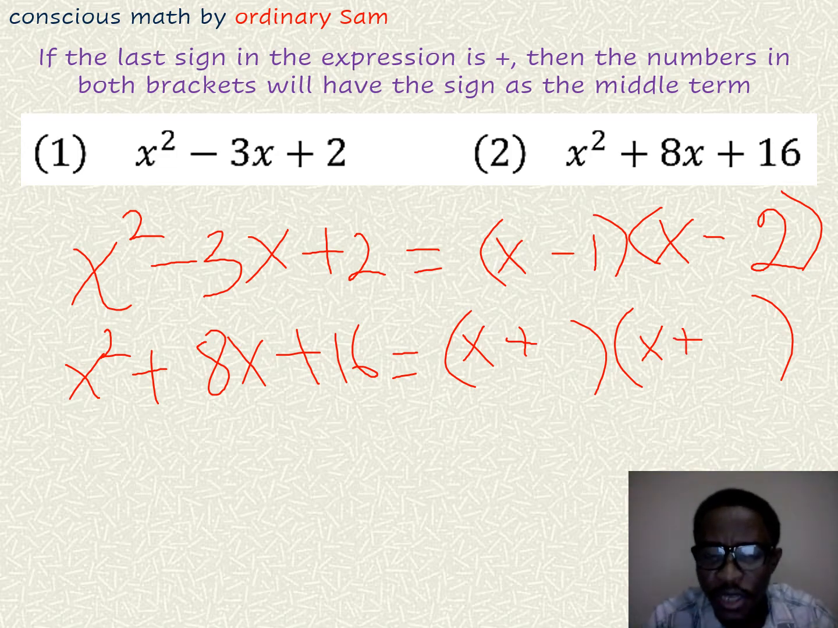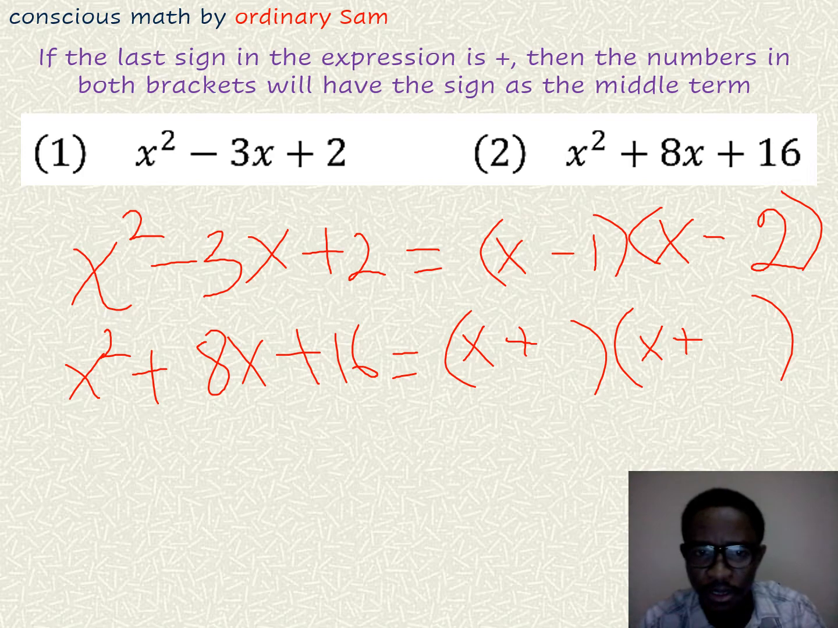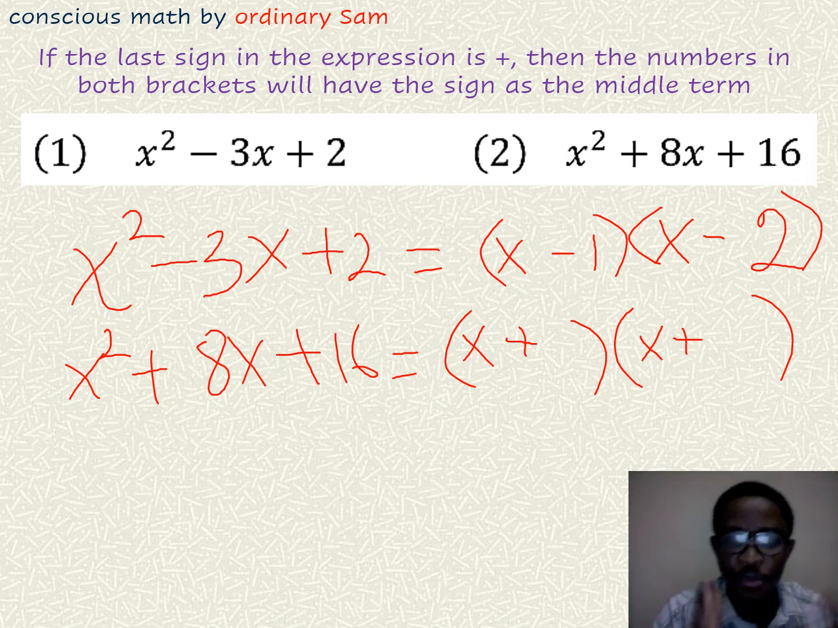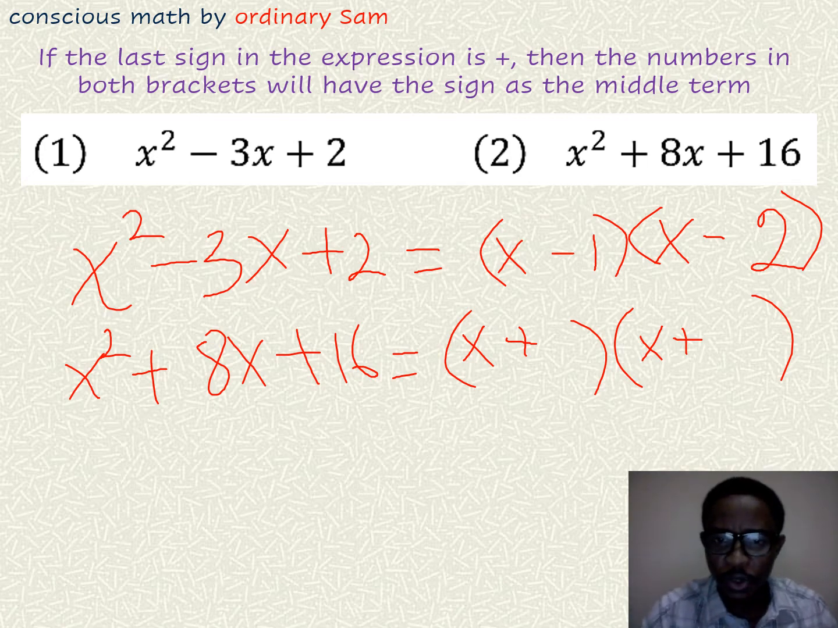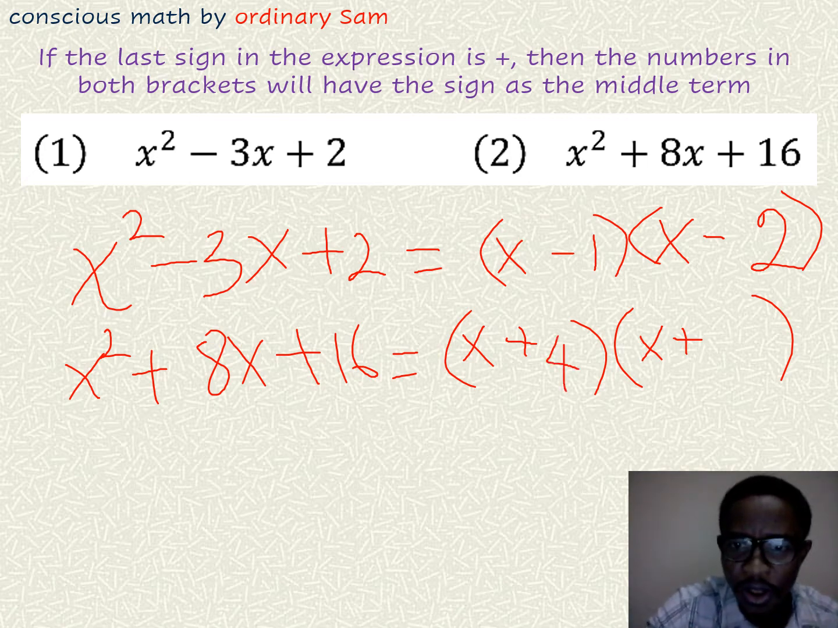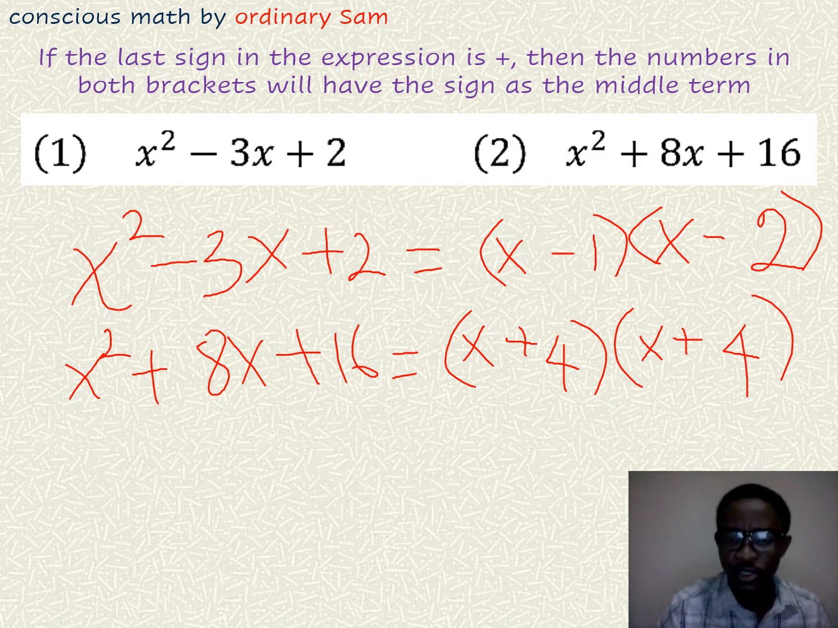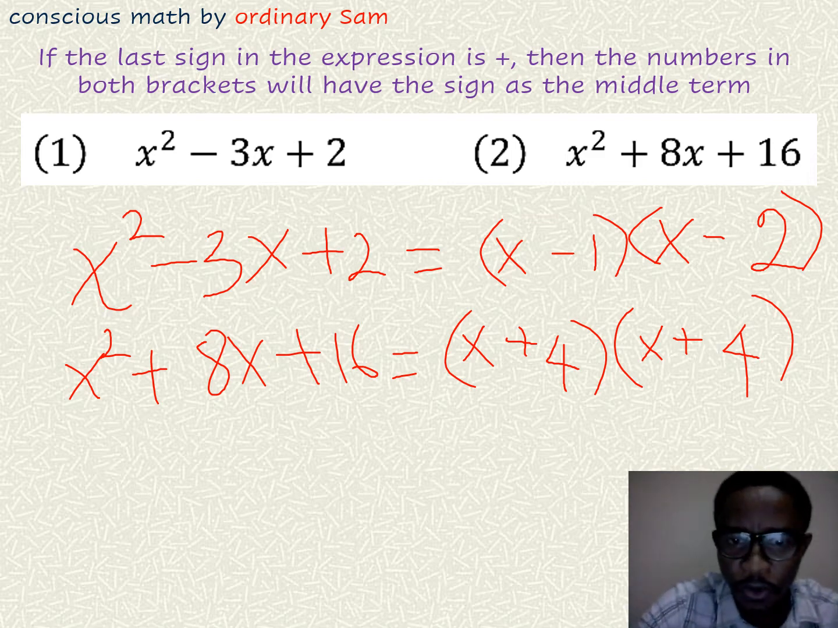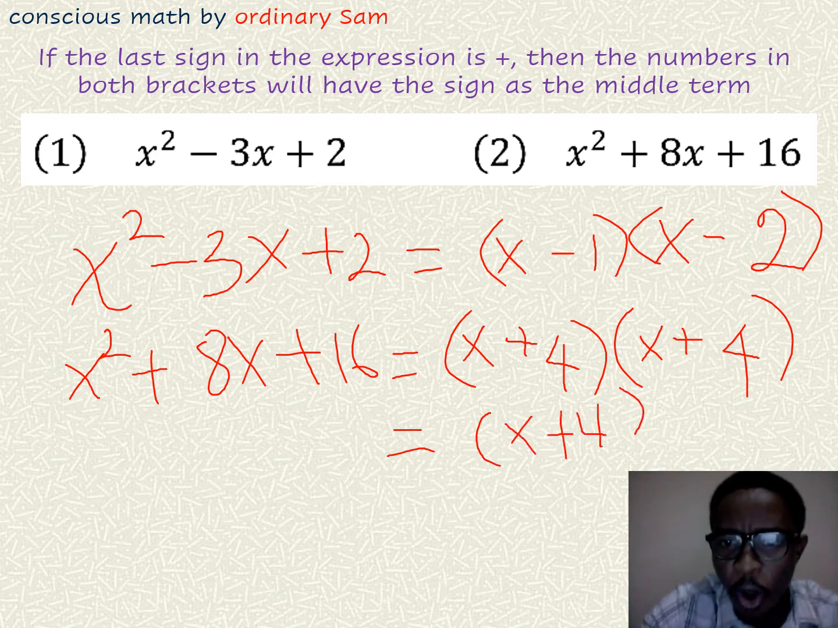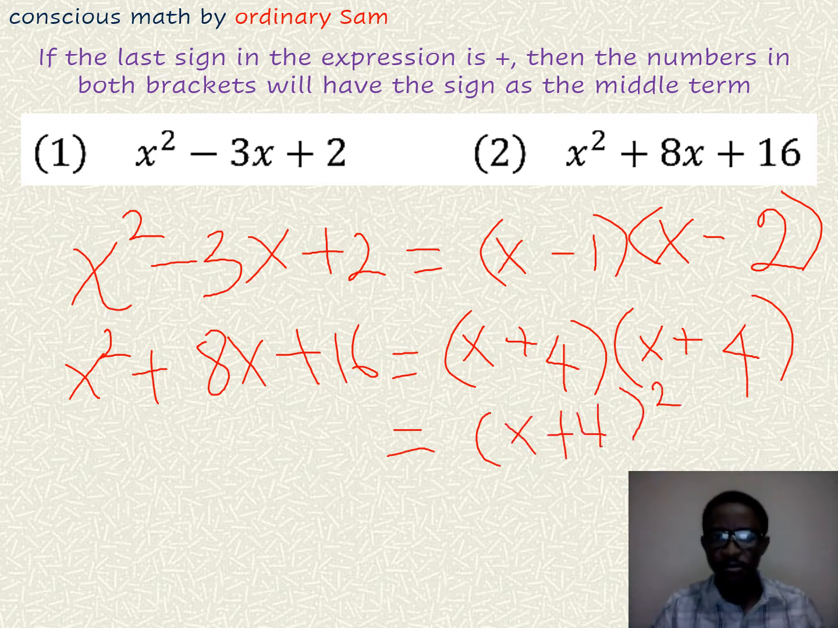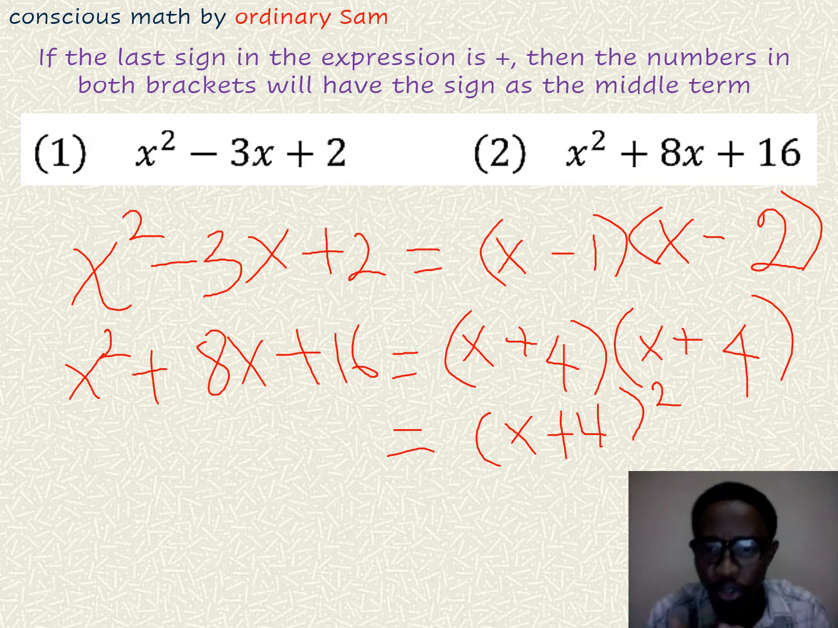Finally, what do I need to multiply to get a 16? And when I add them, it will give me an 8. 4 and 4. That's all. So I'll just write it. 4 and 4. Boom! What a beautiful expression. That is the solution I'm looking for. Again, I can as well write it like this: x plus 4 all squared. That is done.